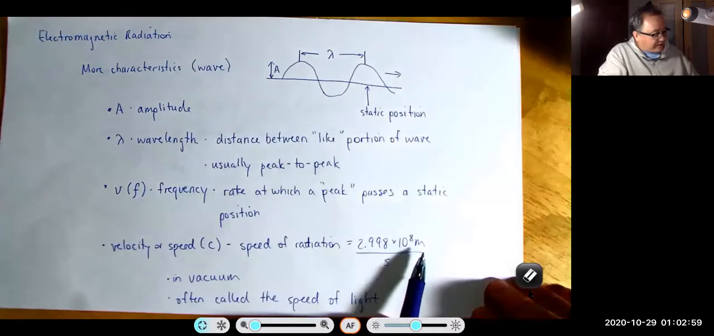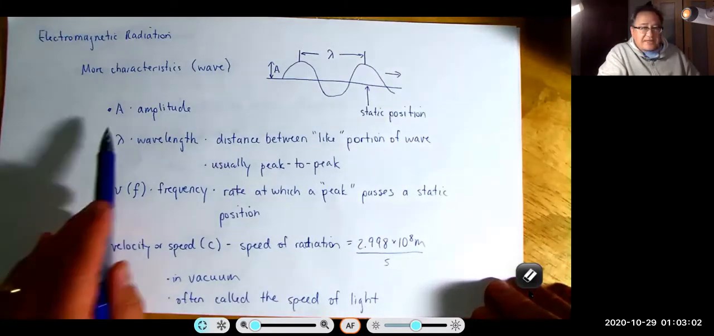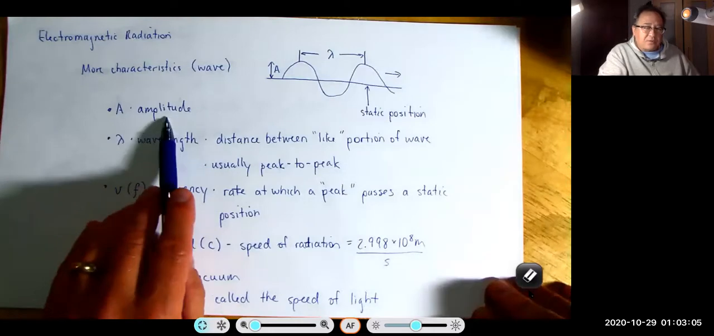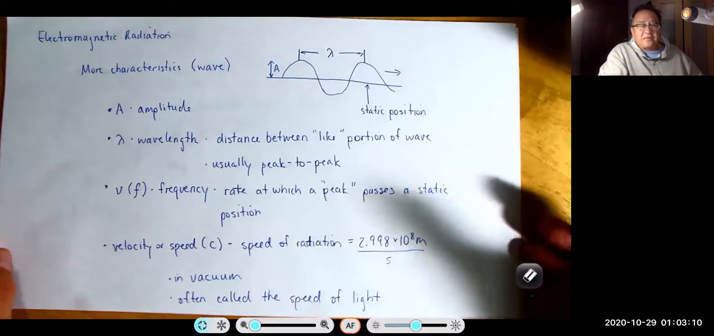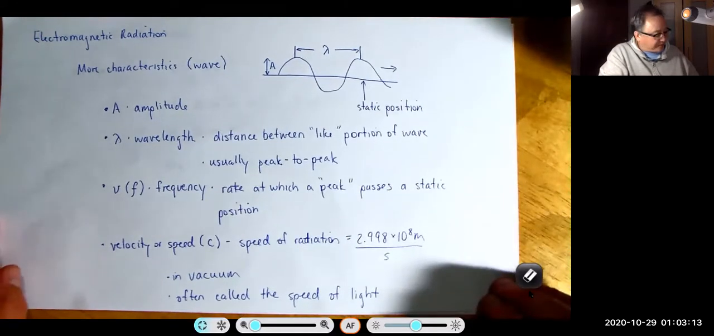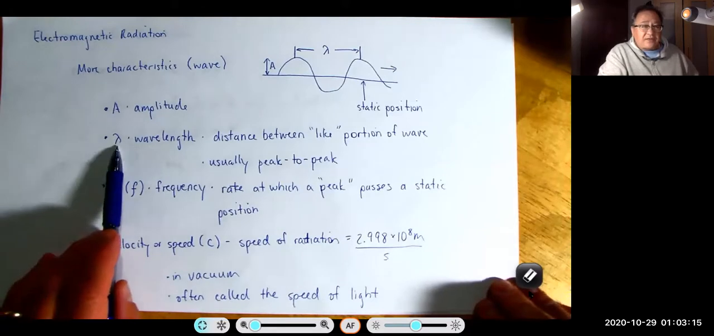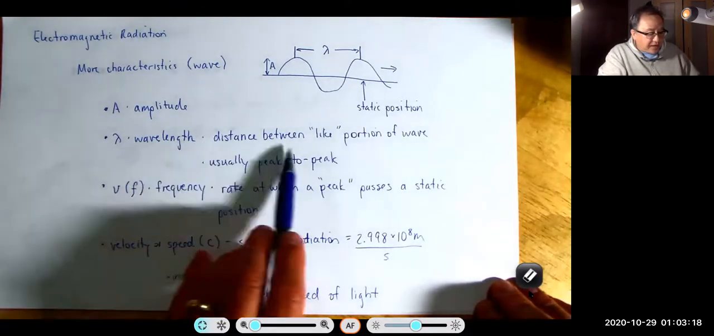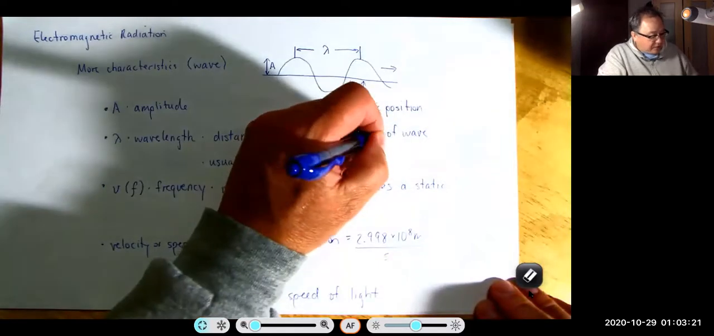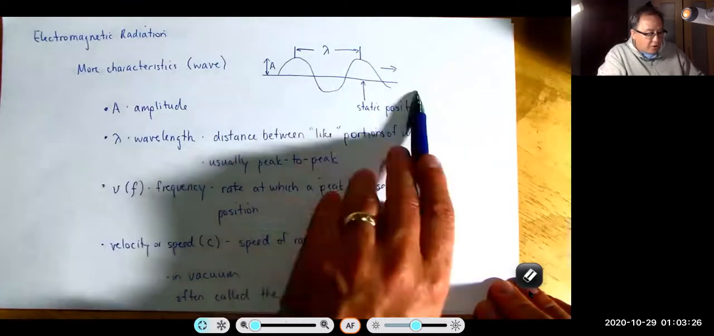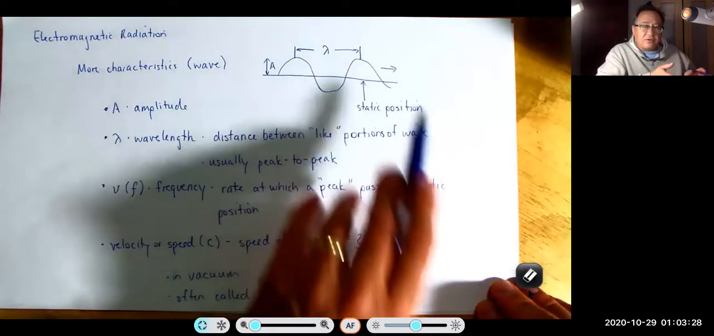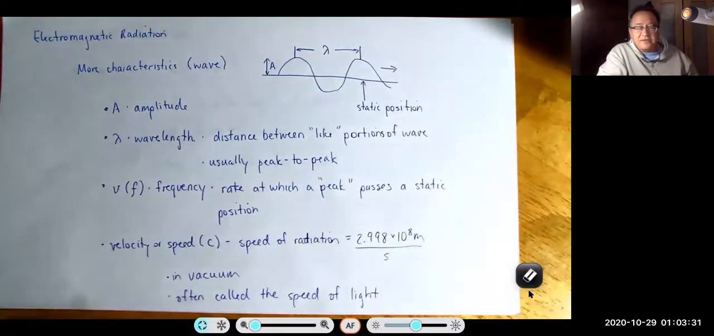Okay, so what are the things about the wave that are interesting? One is the amplitude, and the amplitude doesn't play a big role for chemistry unless you talk about intensity. The larger the amplitude, the more intense the wave. Lambda is the wavelength, and that's the distance between like portions of the wave. So here we go peak to peak, or we could go from trough to trough, or we could go from here to here. As long as you're going from the same portion of the wave to the next same portion of the wave, that's the wavelength. They'd all be the same distance, as it were.